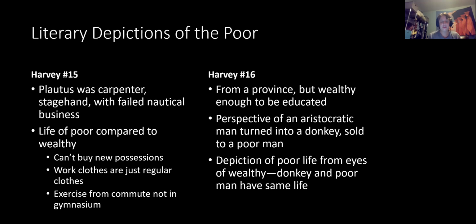In Harvey's selection 14, Apuleius, a provincial man who had enough wealth to at least be formally educated, writes about the life of a poor farmer from the perspective of an aristocrat who has been turned into a donkey and sold to a farmer. The life of the farmer is depicted as very similar to that of his beast of burden. They both travel back and forth from the city to the rural farm. Both donkey and farmer shiver at night in the winter due to lack of proper clothing and shelter, and they both eat rotten, measly food.